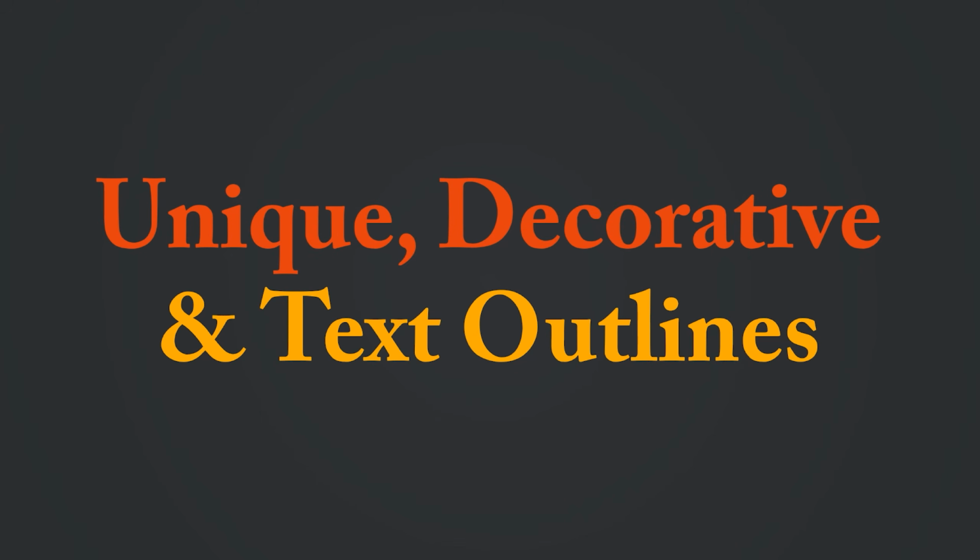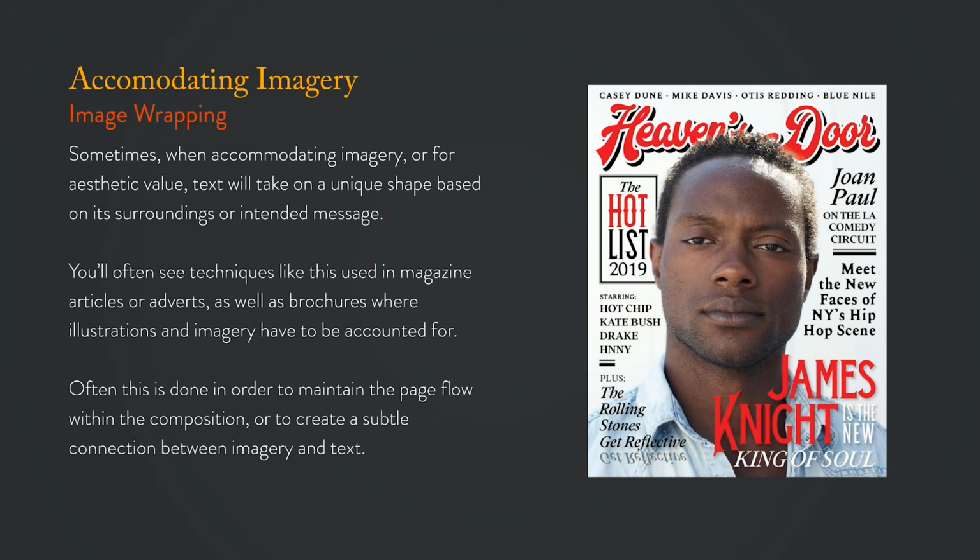So let's talk quickly about unique, decorative, and text outlines. Accommodating imagery, like what we just talked about, wrapping that text around the images, is something to do when you have a small amount of text in like a headline or a subtitle or something like that. And you want to make it take on a unique shape based on its surroundings. Okay, so this here is obviously shaped to the edge of this guy's head. Same here with this text, yeah? You often see it used in magazine articles, covers, as well as brochures where they have to accommodate illustrations or imagery. And it's done to maintain the page flow.